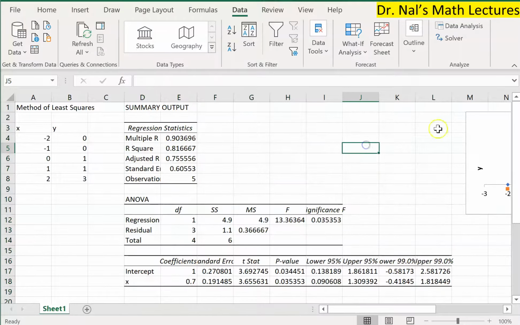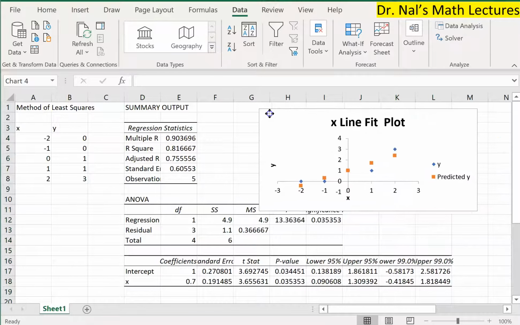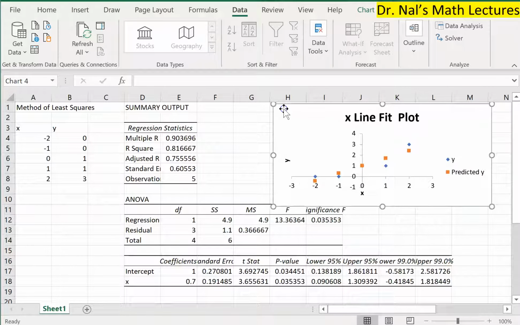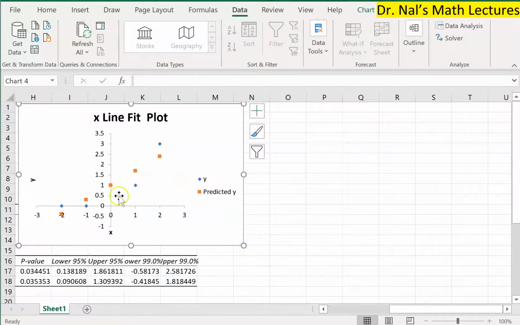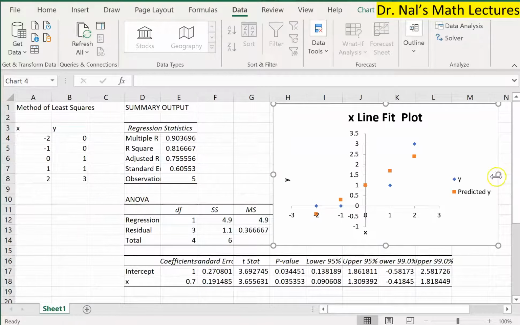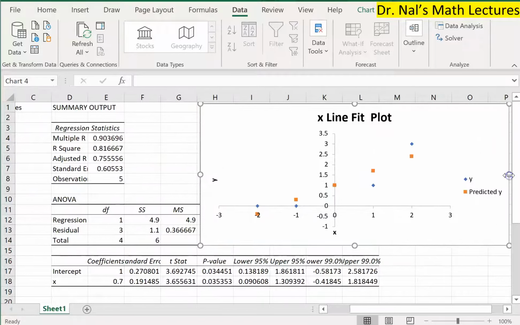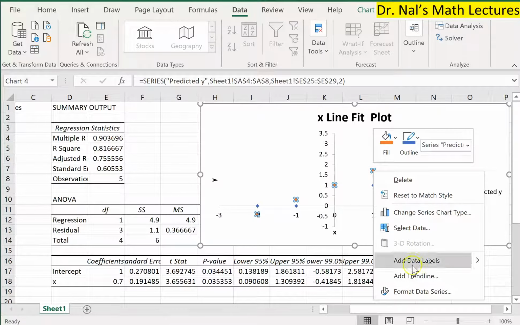You can see the regression results presented already, as well as the plot. The plot is missing the regression line. So let me make it a little bit larger. Okay, it's good. Select the orange ones. These are the predicted values.